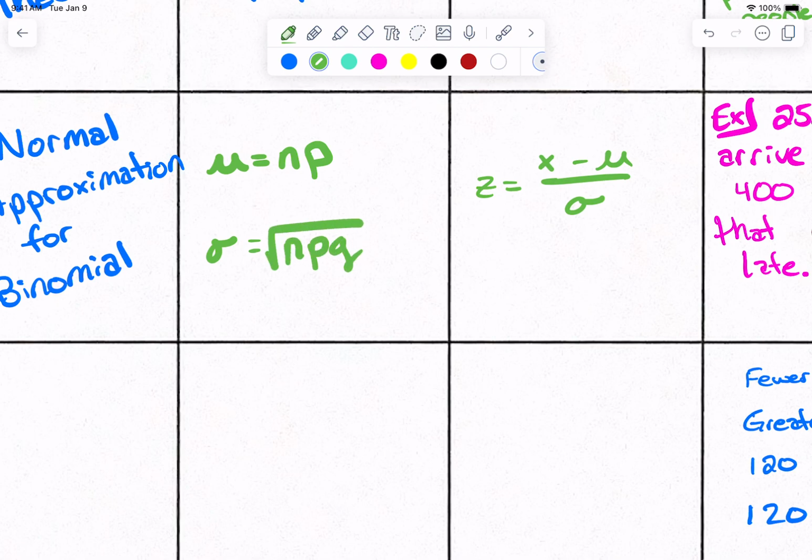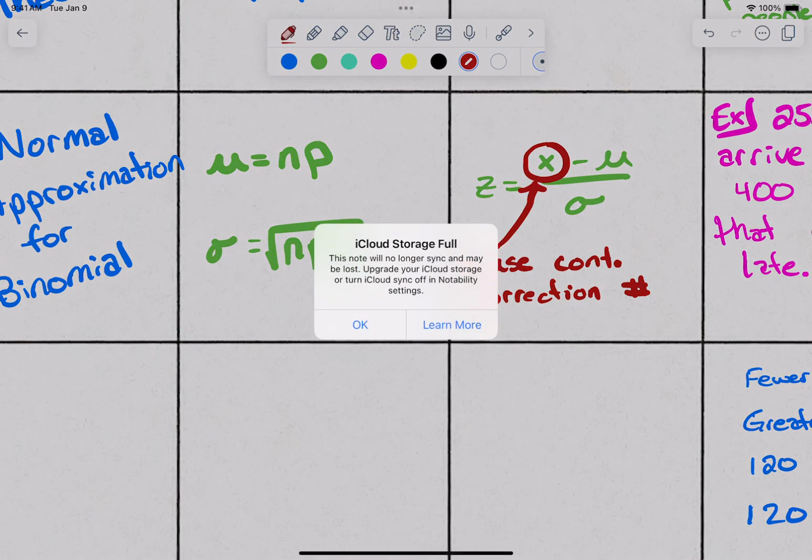The square root of npq. Now, one other thing that I will add is this x right here. He is not the x that they give to you. You have to use the continuity correction number. We'll talk about that, the 0.5 number on either side, whichever side you need to put it. Does that make sense? Use that 0.5 number. Okay, so make sure you mark that.